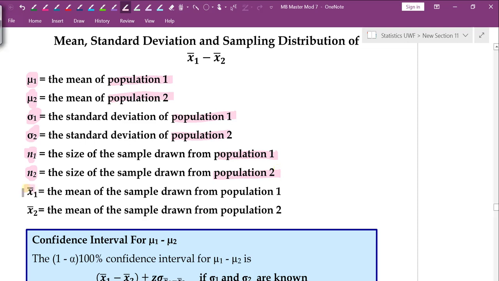Then we have an x bar, meaning a sample mean, from population 1, and we have a sample mean from population 2. And of course, if we did not have a population standard deviation from population 1 or population 2, we would use s, our sample standard deviation, to estimate the population standard deviation.